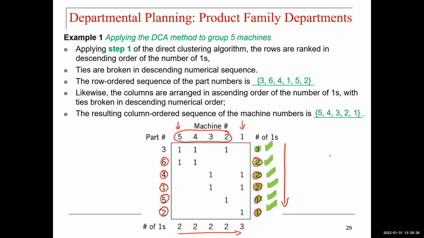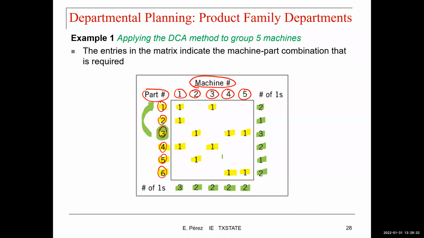So everything we did in the first step, we start adding. Okay, we start here. We're adding the totals per part number and per machine. So rows are the part numbers. So we add the totals 2, 1, 3, 2, 1, 2. Then per column, we also add the totals 3, 2, 2, 2, and 2.